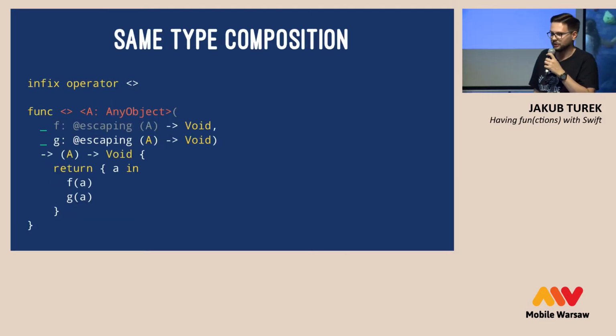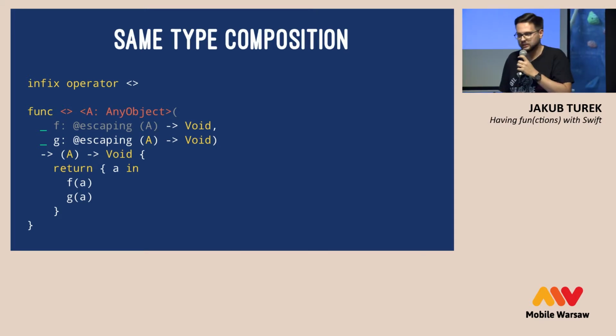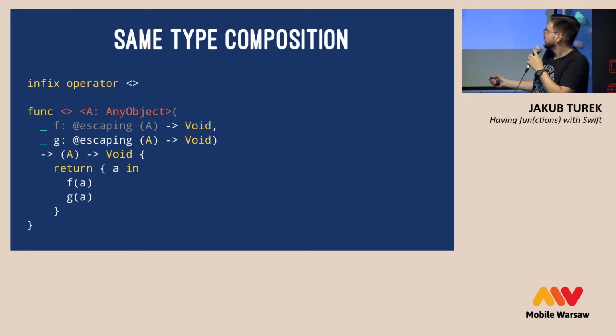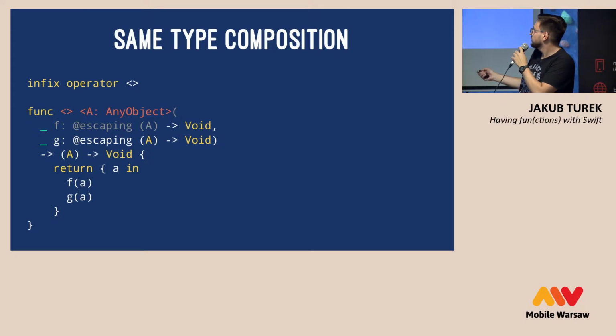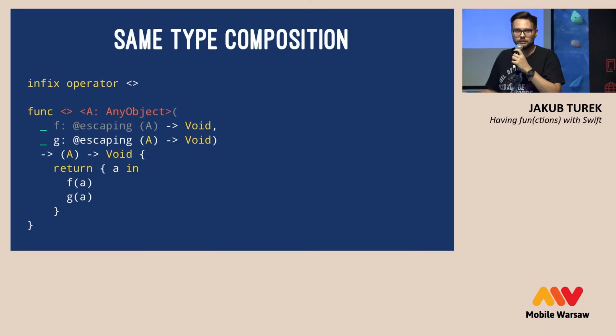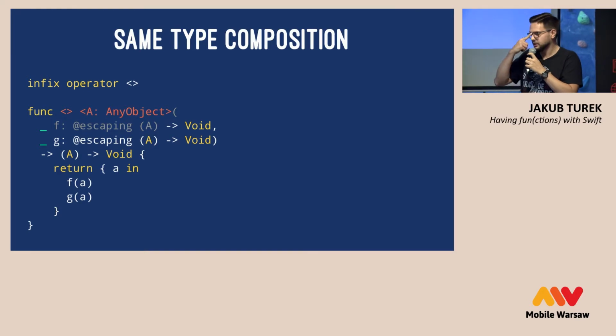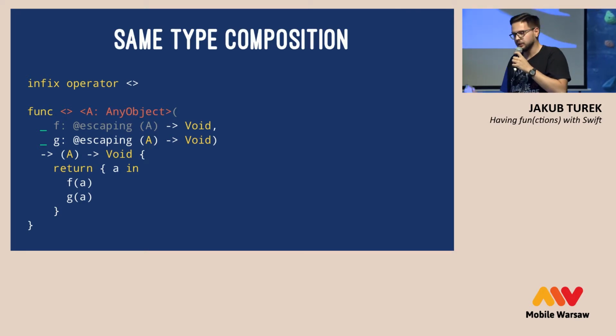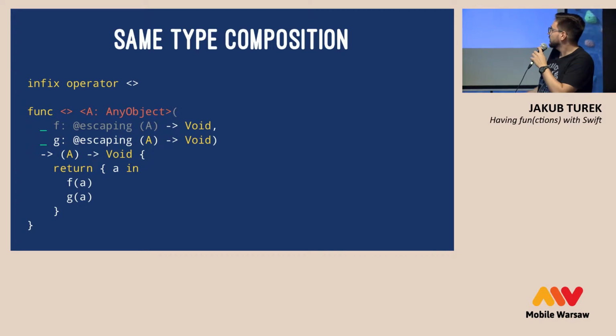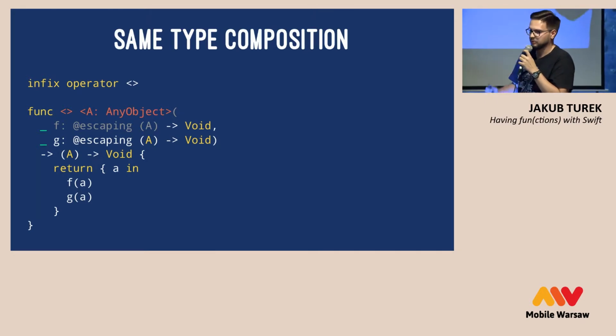So let's have another operator. It's called same type composition this time. And what it does, it again operates on instances of classes. And it takes in two functions that have the same shape as the styling function. It takes in an instance of the class as an input, returns no output value. And having two functions like that, we can create another function with the same shape that basically applies the first and the second function, and it basically composes them.